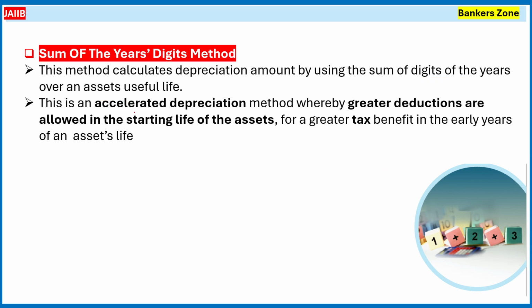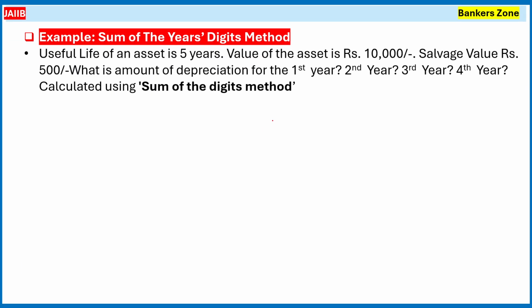So this is the accelerated depreciation. Means in the beginning we are allowing more depreciation, so more depreciation in the beginning means less tax we have to pay, right? It allows more deduction in the starting life of an asset, so that tax benefit can be gained in the early years. So very simple. See, through a problem you will get a better idea.